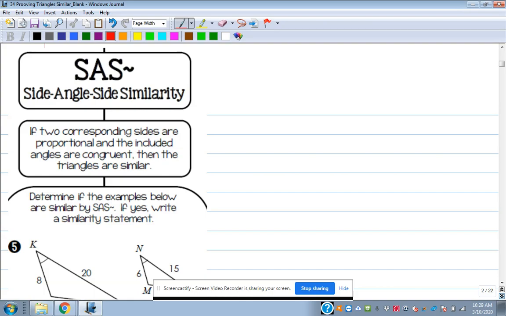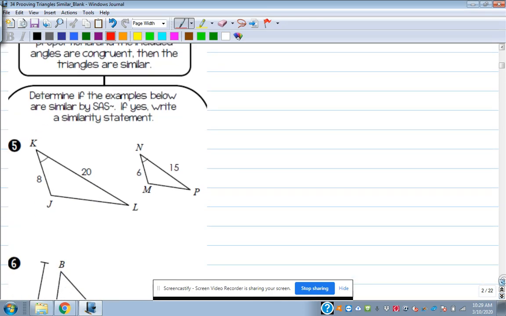So when we look at these 2 triangles there on number 5, decide if they're similar by side angle side. We just look at where the angle is that they tell us is congruent, and then we do our proportional sides from there. So if I did 8 over 6, that reduces to be 4 over 3, right? Is 20 over 15 the same ratio? Yeah, it reduces to be 4 over 3 as well. So we get side angle side similarity.